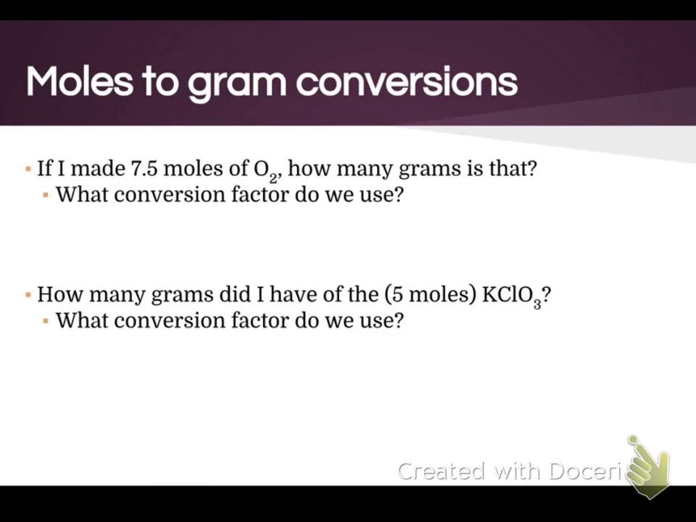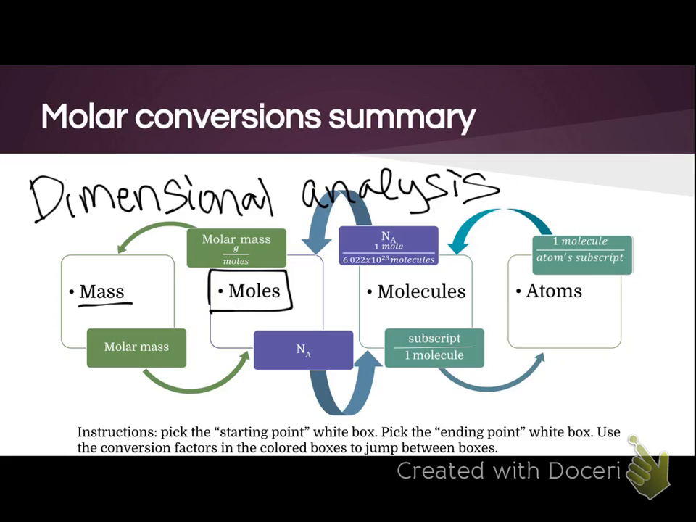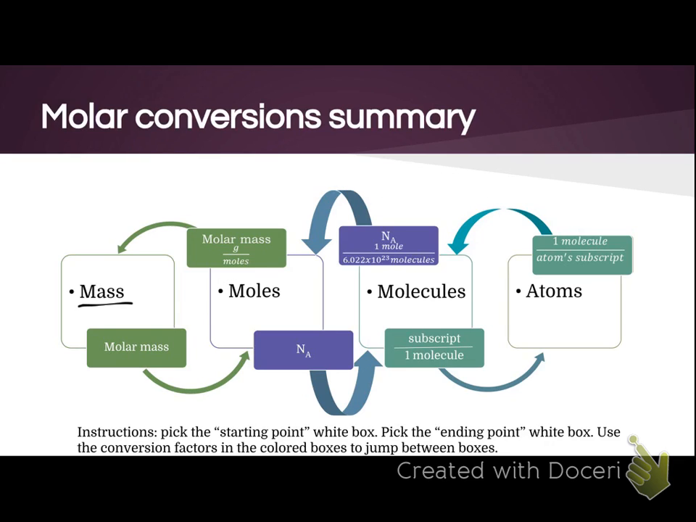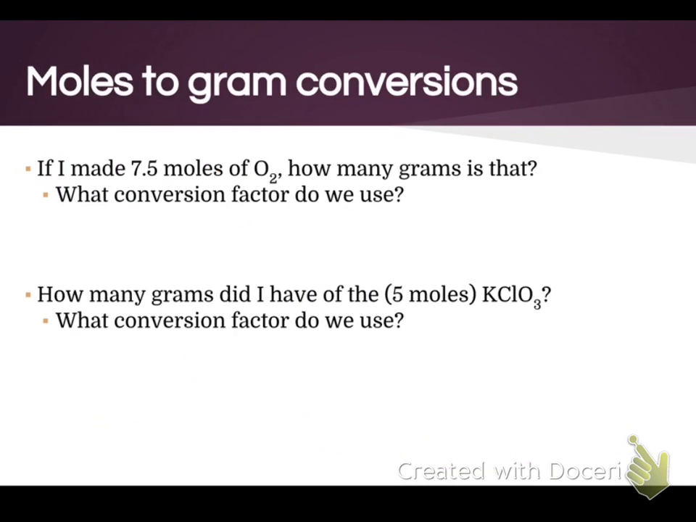So if we have 7.5 moles of O2 and we want to know how many grams that is, we can go back to our chart to help us figure out how to do that. So we're going from moles here. Let me just clean this up a bit. We're going from moles into mass, so therefore we're kind of going this way. So that means I want to use the molar mass again, but this time I want to put grams on top because that's the answer I'm trying to get to.